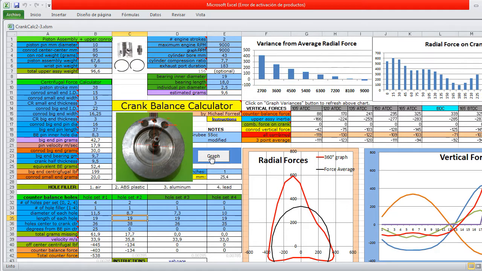So also you can input for plastic, aluminum, or lead being filled in the holes, and you can also use it for a four-stroke engine as well as a two-stroke. It works great. I wouldn't want to ever go back to the balance factor method.